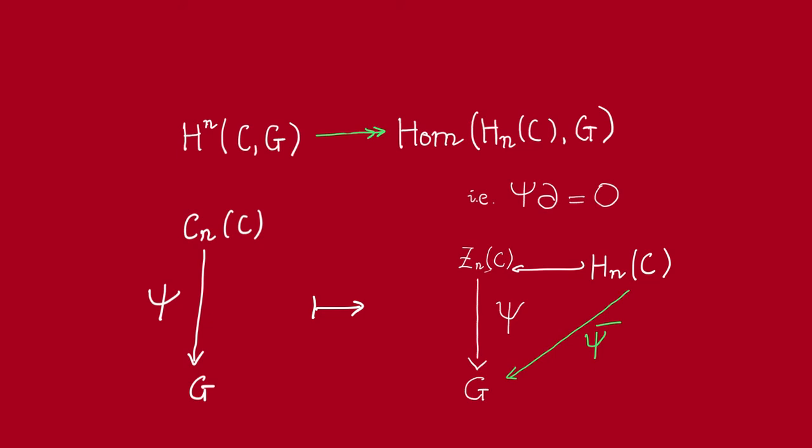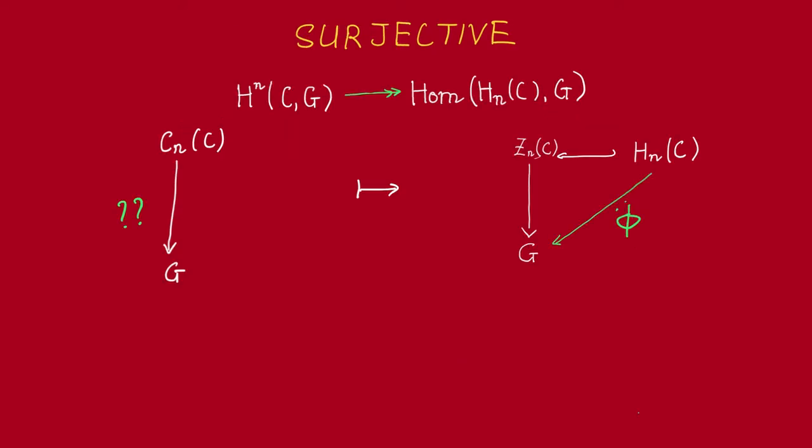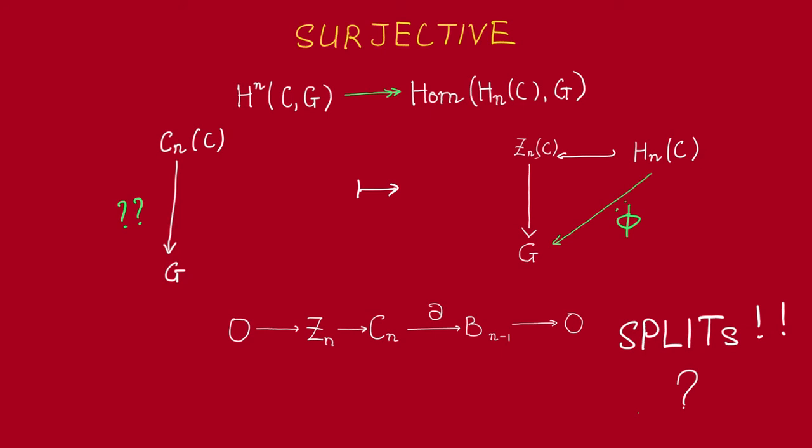Now, let's show that this map is surjective. That is, let's start with a map phi here and try to find a map inducing it. To do so, we need to use the following short exact sequence. We claim that the sequence splits. Why is that? Well, that's because Bn-1 lies inside this free abelian group, and thus it itself must be free. Therefore, we should be able to define a section from Bn-1 back to Cn. This will give us splitting for this sequence.